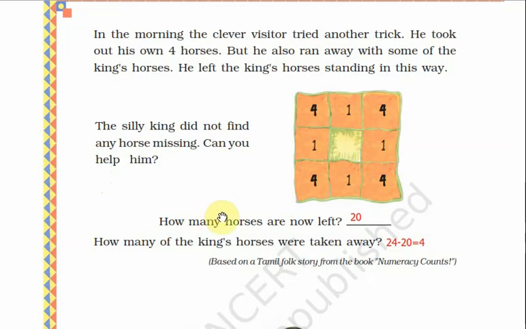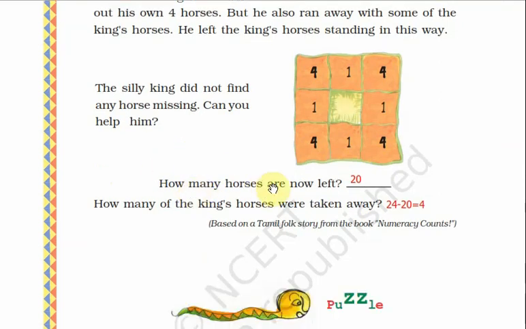So can you help him? Let us help him. How many horses are now left? Let us count now. From this side, when you count 4 plus 1 plus 4, how much is it? It is 9. Now in the second row, how much is it? Let us see. 1 plus 1. How much is 1 plus 1? 1 plus 1 is 2. So you will get the answer here, 2.